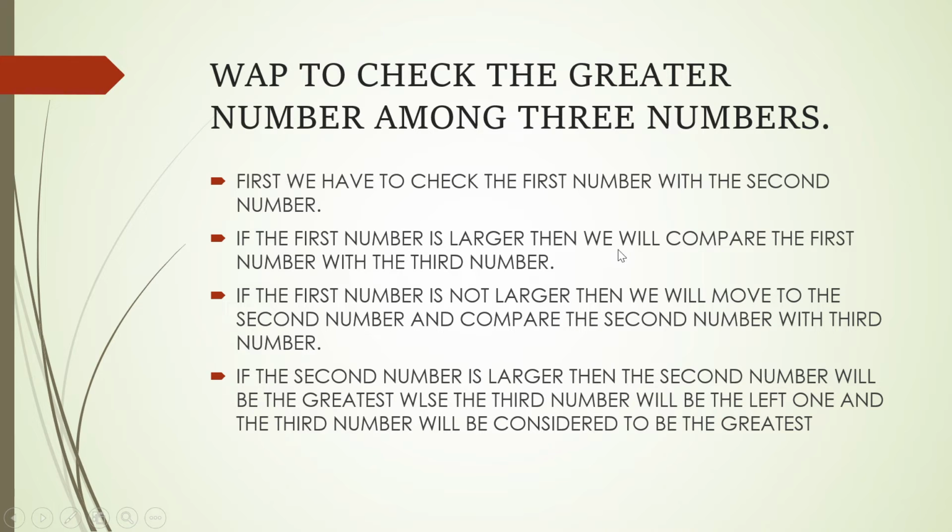तो पहले हम n1 और n2 को check करेंगे. अगर n1 n2 से ज्यादा हो गया तो हम n1 को n3 से चेक करेंगे. अगर n1 n3 से भी ज्यादा हो गया तो n1 ऑफ कोर्स हमारा ग्रेटेस्ट नंबर हो जाएगा. इफ द फर्स्ट नंबर इज नॉट लार्जर, अगर n1 n2 से ज्यादा नहीं हुआ तो ऑफ कोर्स n1 तो कभी ग्रेटेस्ट हो ही नहीं सकता, तो हम उसका आउट ऑफ द ऑप्शन कर देंगे.